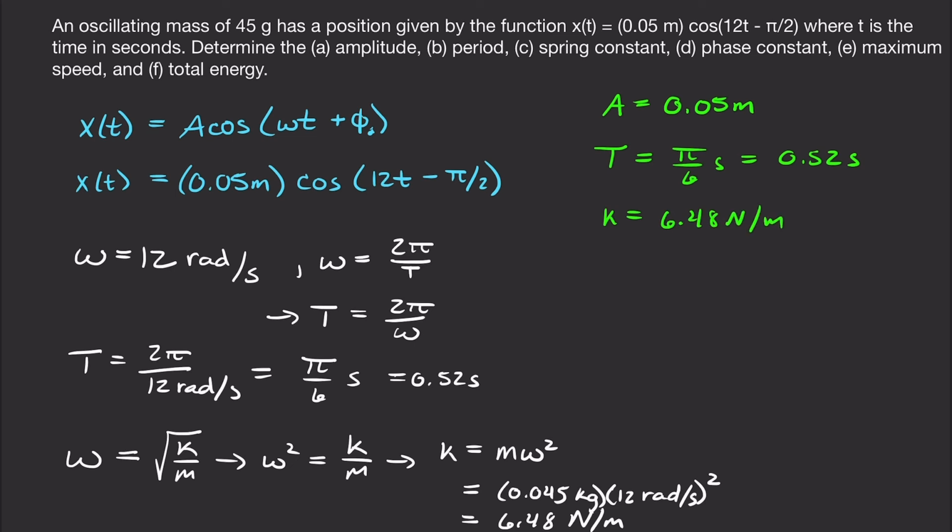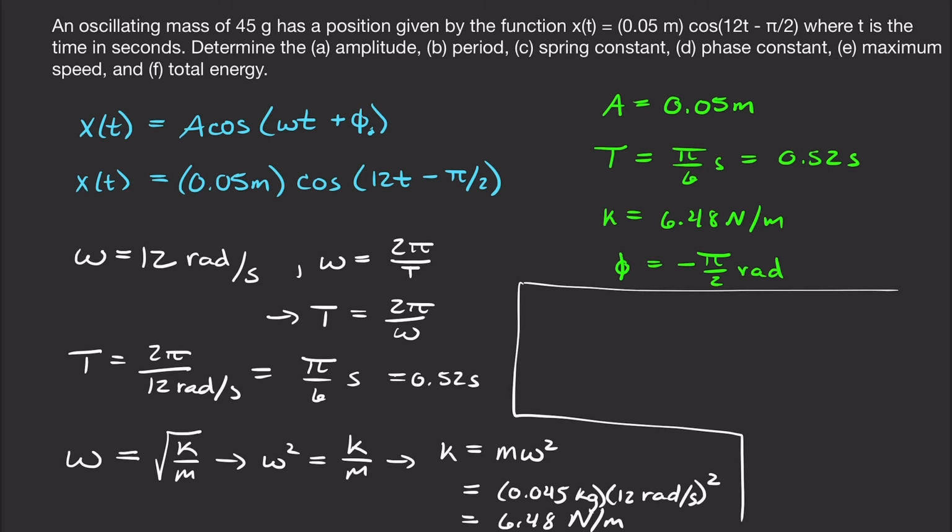Then we want to find our phase constant. Well, our phase constant is just phi naught. So here, if we just compare, it is minus pi over 2 radians. And then our maximum speed, just to give myself some room, our v max is the amplitude times the square root of k over m, or this is just A times omega. This is 0.05 meters times 12 radians per second, and that gives me 0.6 meters per second for v max.